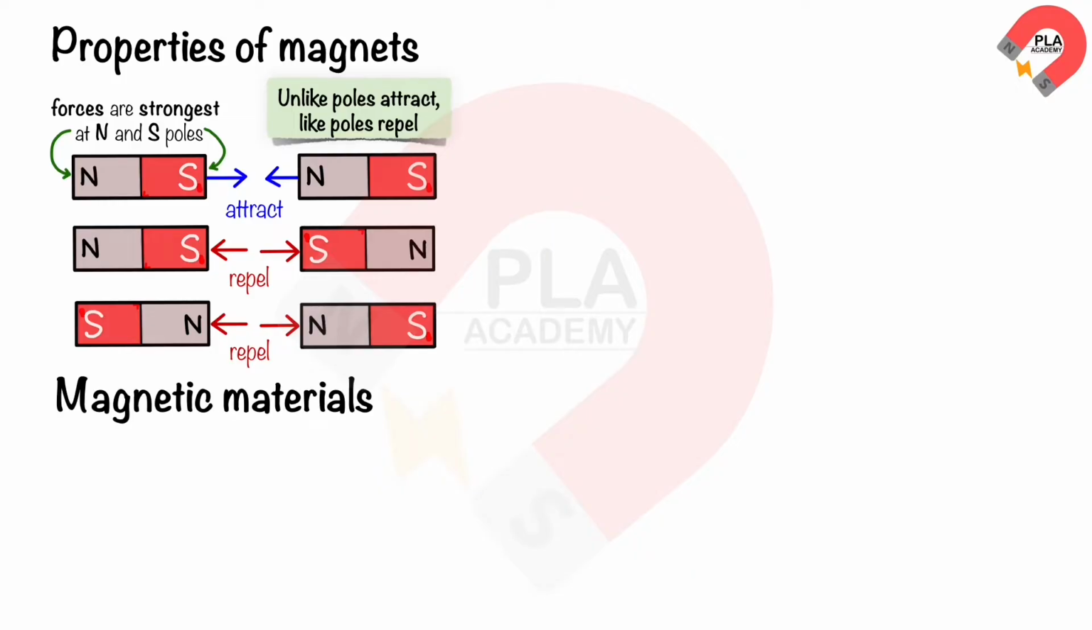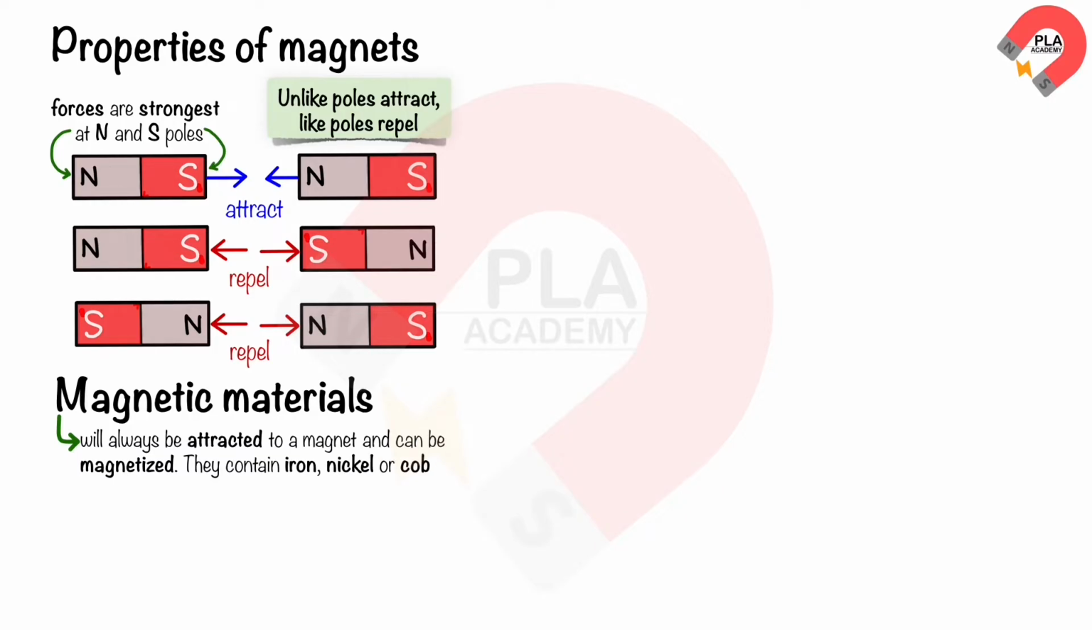Magnetic materials. They will always be attracted to a magnet, and can be magnetized. Magnetic materials contain iron, nickel or cobalt. For example, steel is mainly iron.